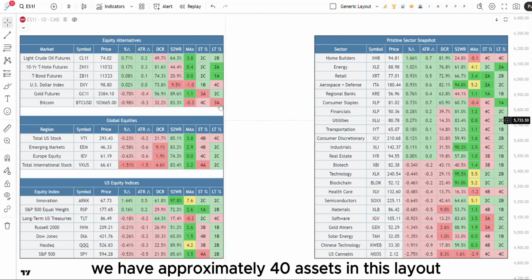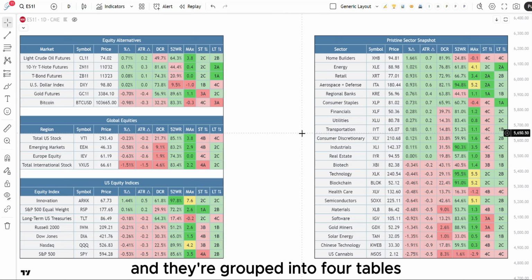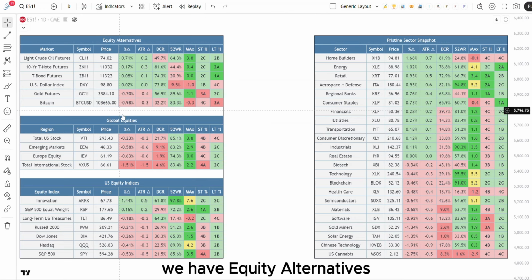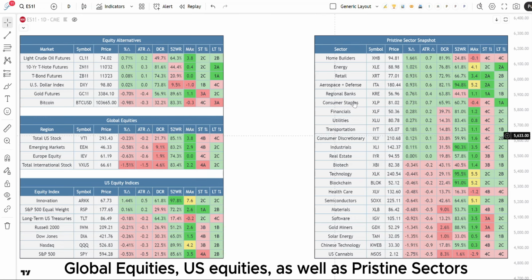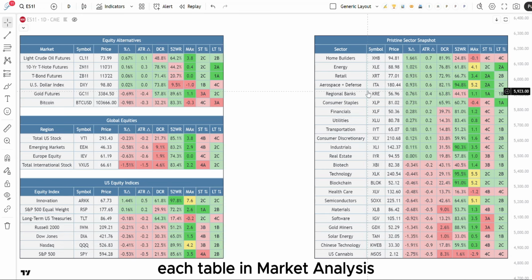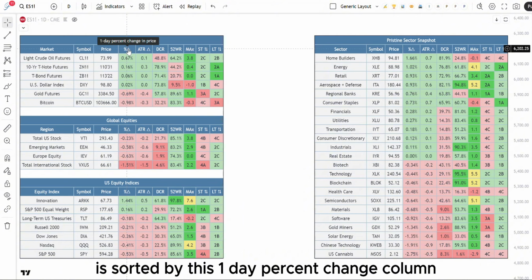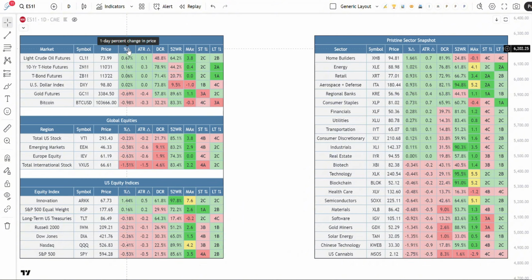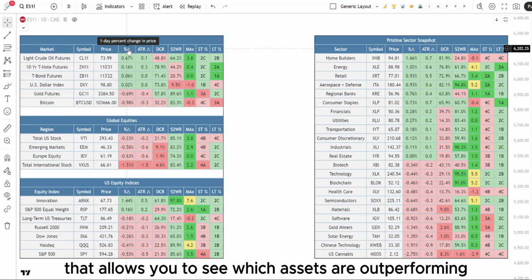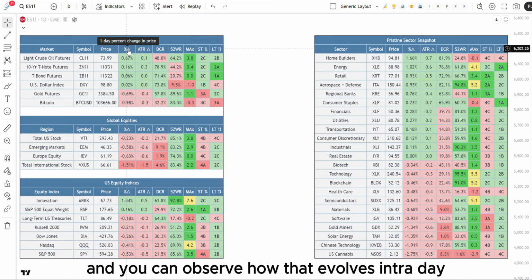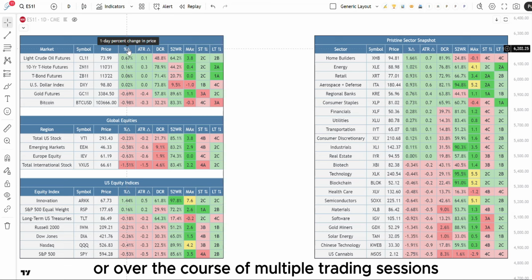We have approximately 40 assets in this layout, and they're grouped into 4 tables. We have equity alternatives, global equities, US equities, as well as Pristine sectors. Each table in Market Analysis is sorted by this 1-day percent change column. That allows you to see which assets are outperforming and underperforming, and you can observe how that evolves intraday or over the course of multiple trading sessions.